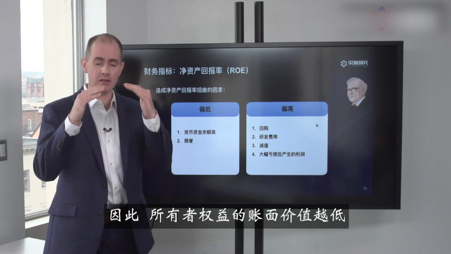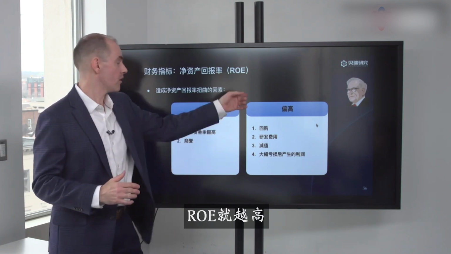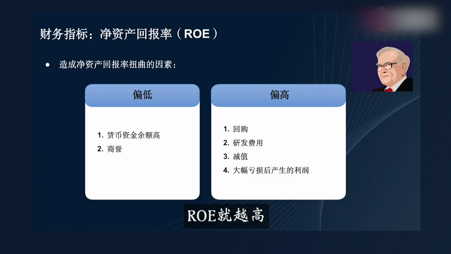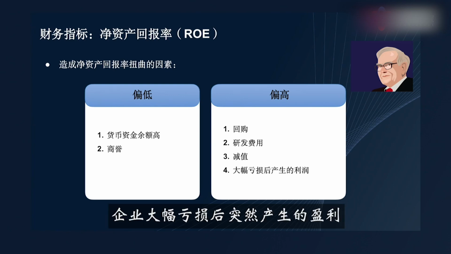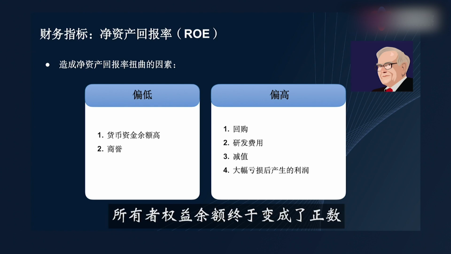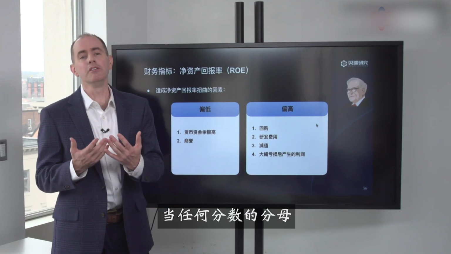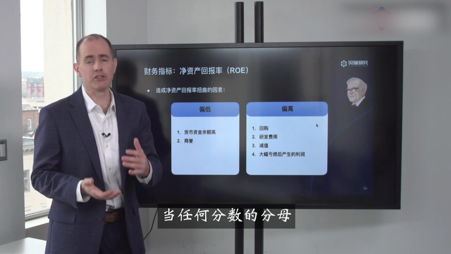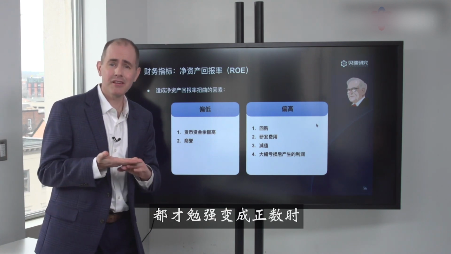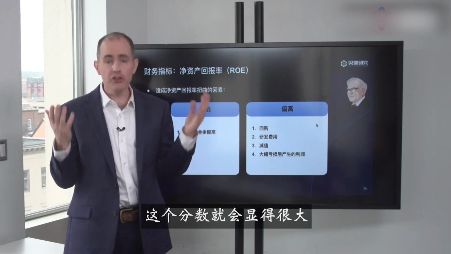So book value of equity is lower, therefore ROE is higher. Another one finally is a company that makes money suddenly after having lost a lot of money, and they're finally profitable, they finally have a positive equity balance, and when the denominator of any fraction is just barely positive, that can make that fraction look huge.